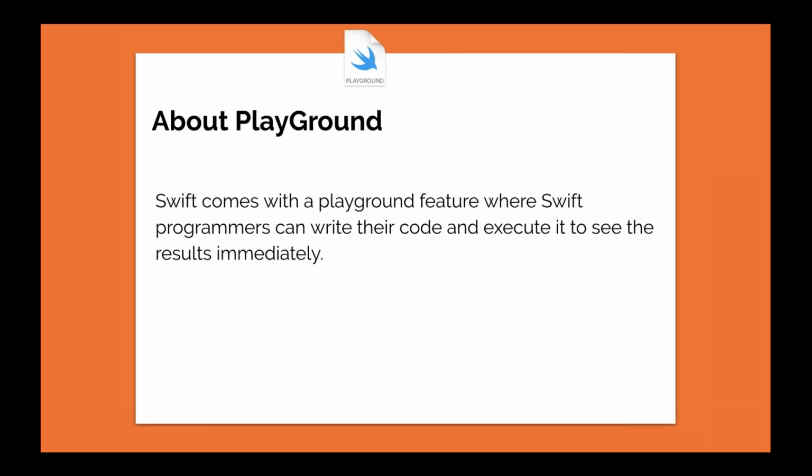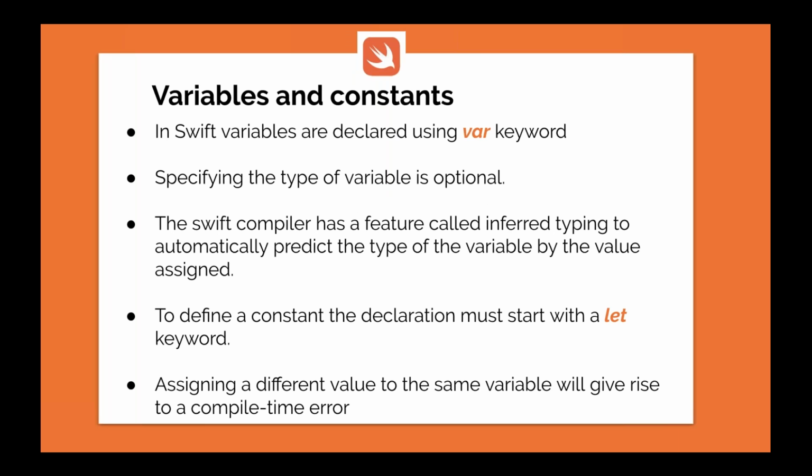Then about the Playground: it is a tool of Xcode where, if you implement any logic, it will instantly compile and generate the output. That is what we call a playground. Generally the playground is used if you don't want to compile your entire project. If you want to execute a small piece of logic, just open the playground and run it. Instantly you will get the output in the playground.